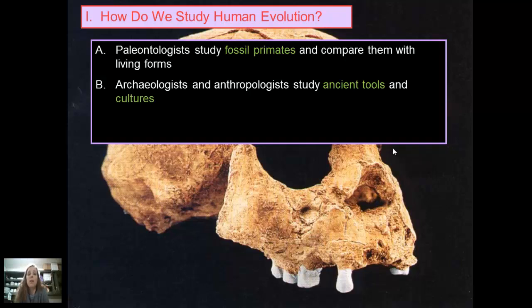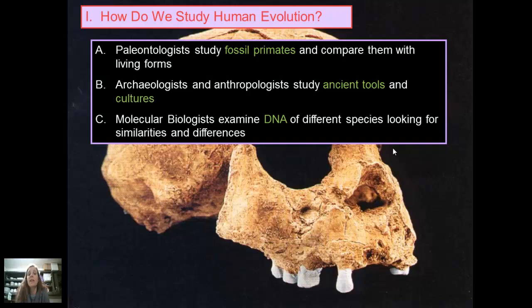Archaeologists and anthropologists study ancient tools as well as culture. So they're looking not only at the fossils, but they're looking at the tools that are found near those fossils, indicating that the organism used those tools. And also, what was the culture of the fossil that was found. Some fossils have been found in caves where there's art found on the walls, and that gives a little bit of an indication of the culture of the organisms.